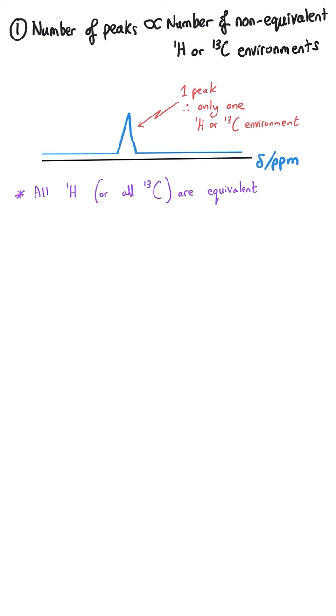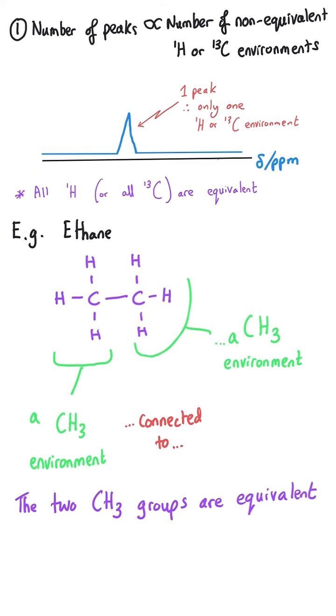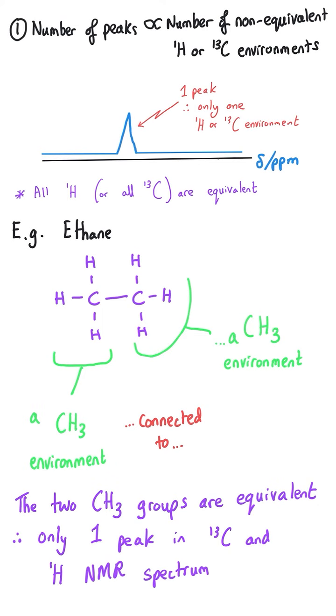And so if we take something such as ethane, you can see that what we've got on the left of the chain is a CH3 connected to another CH3. On the other end of the chain, we've got the exact same situation. So this will only have one peak in either the proton or the carbon-13 environment.